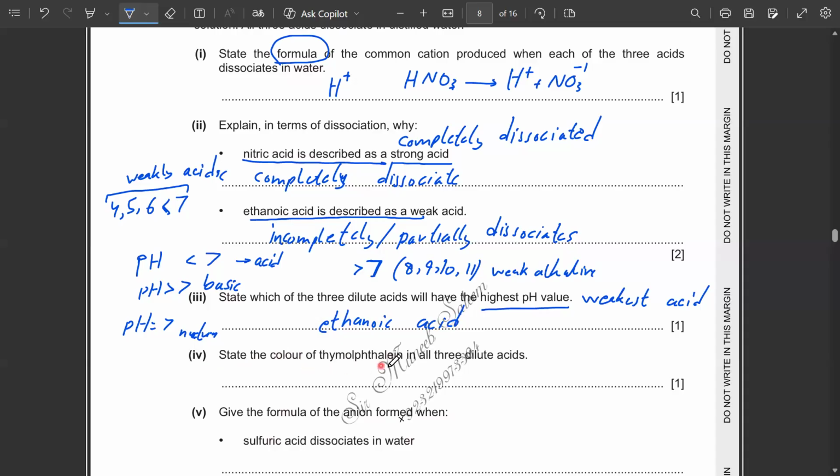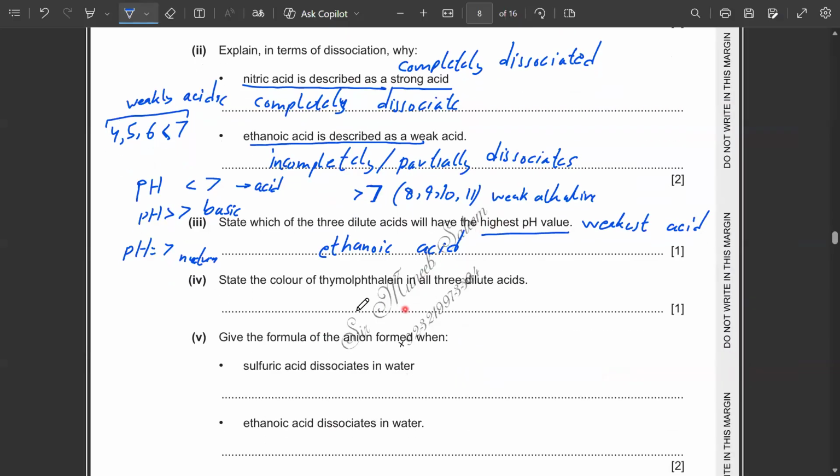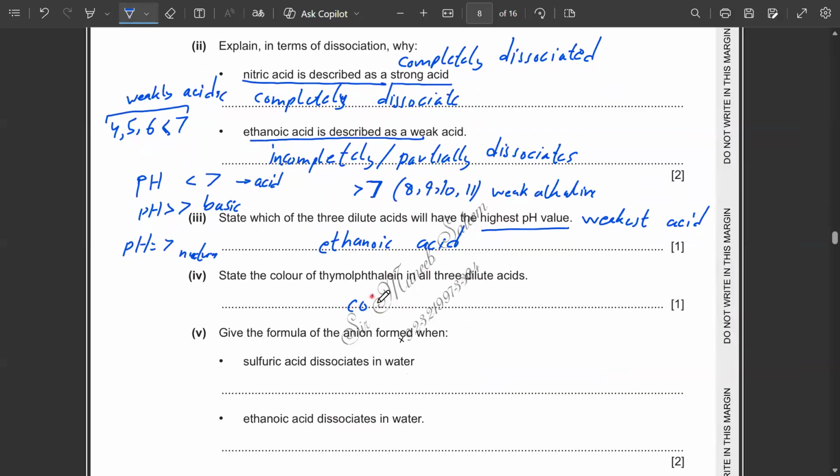Then part 4, state the color of thymolphthalein in all the three dilute acids. For this purpose, we must refer to what we learned about the color of the indicators in the course. Thymolphthalein is included in the syllabus, and the color in acidic nature is colorless, in neutral it is also colorless, but in alkali it's blue. So we have colorless in the dilute acid.